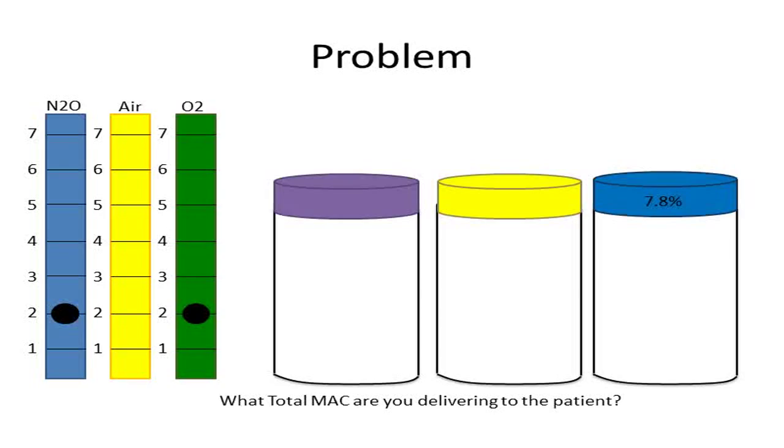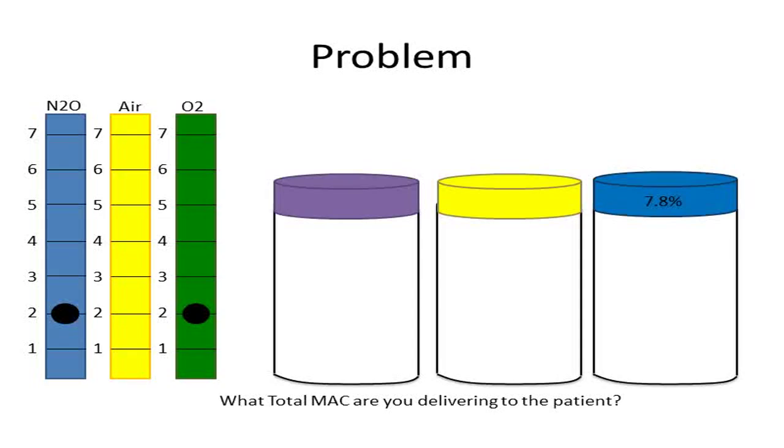All right, so the blue vaporizer dial is representative of what? Desflurane. What's the standard dose of desflurane? 6. And you're delivering 7.8%. So how many times the standard dose are you giving? 1.3. And you're giving 1.3 MAC, right? So that one was pretty easy.